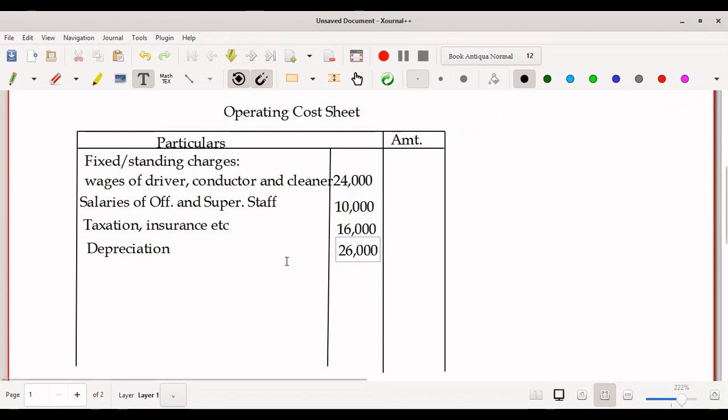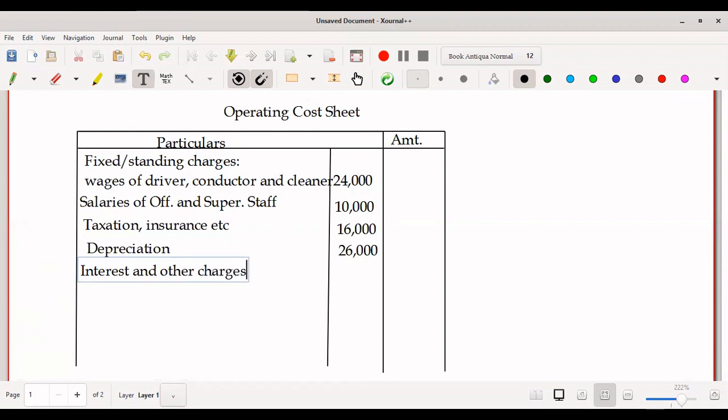And interest and other charges, all fixed charges are to be taken here first in this head. Interest and other charges amount given is 20,000. These are the amounts given. Let's take the total. The total will be 96,000.